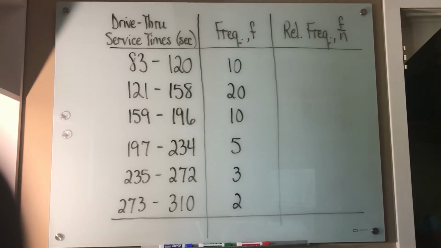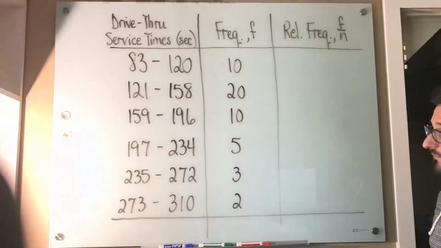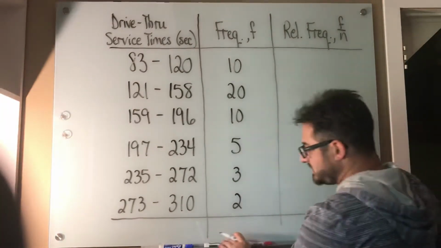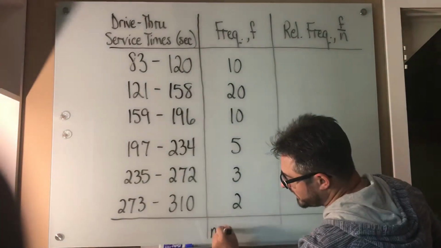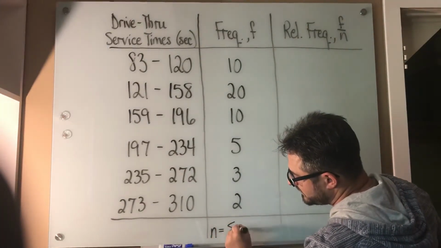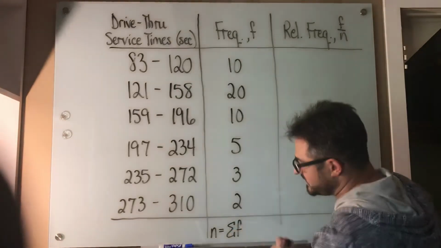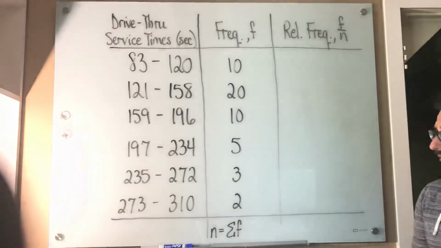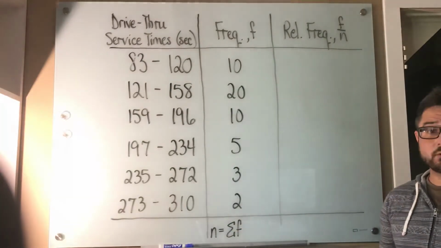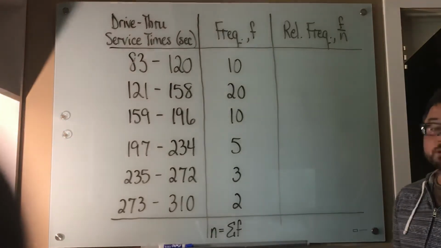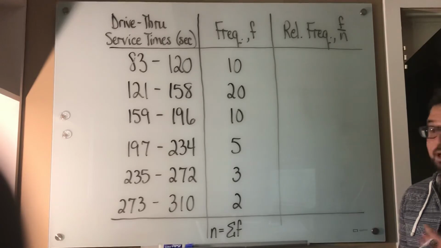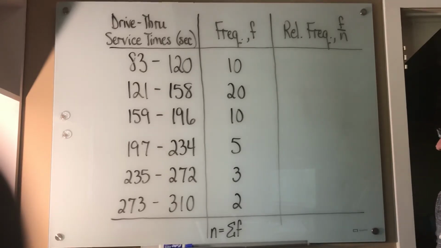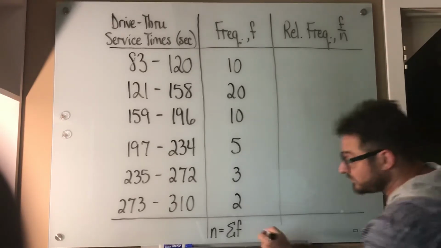Now again, in the description of the problem, we are told that this is a sample of 50, but it's always a good idea to double check the sample size by adding up our frequencies. Especially because if we are doing this with the tallies, or if we are having the computer sort it, you never know, we might miss a number. It's happened before, it's happened to me.